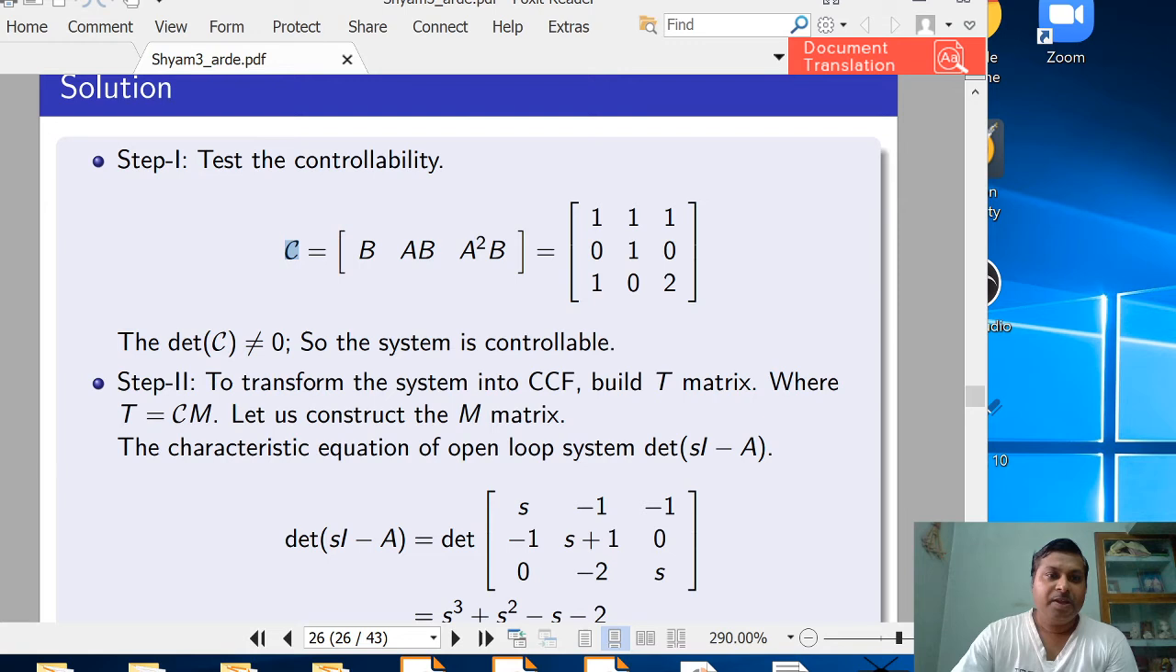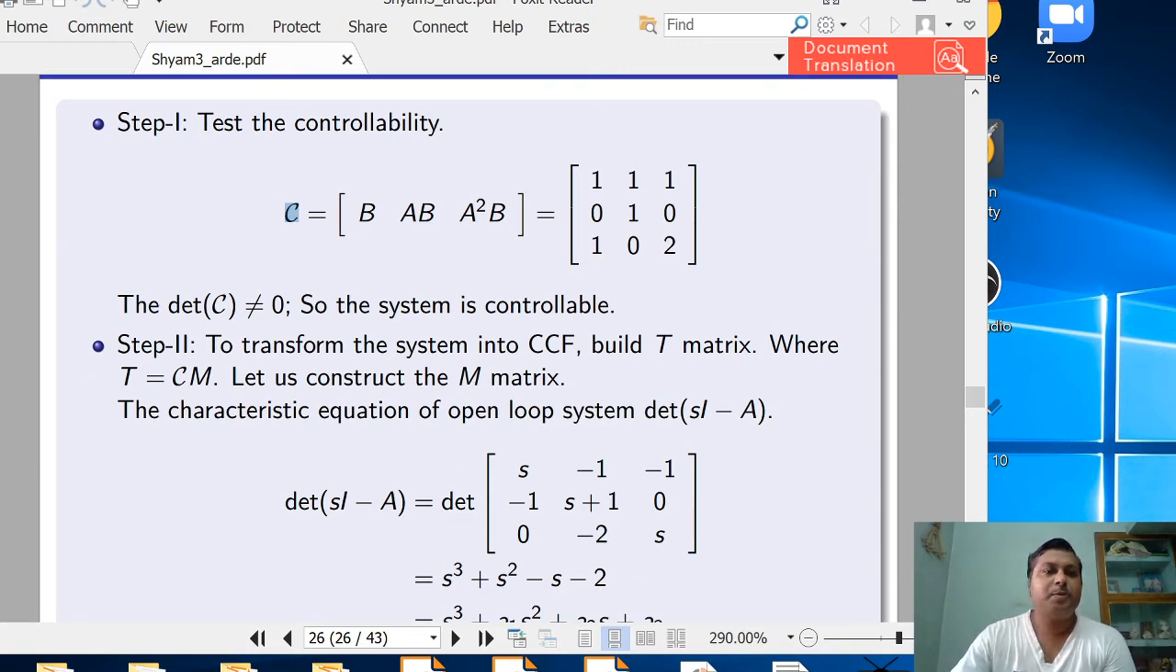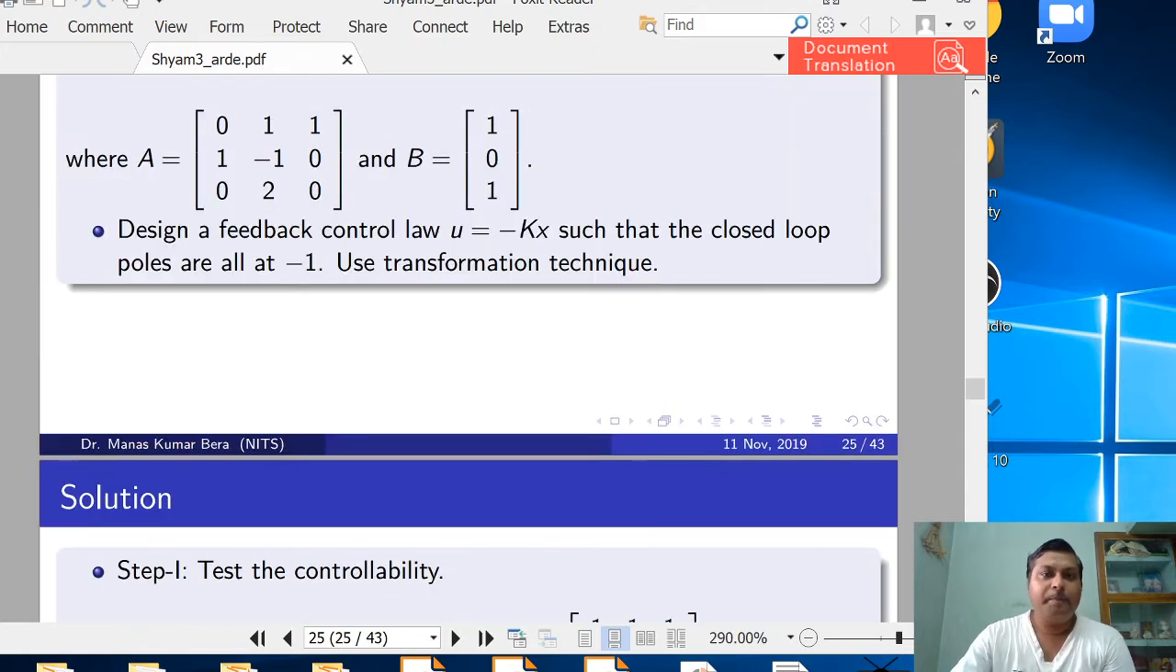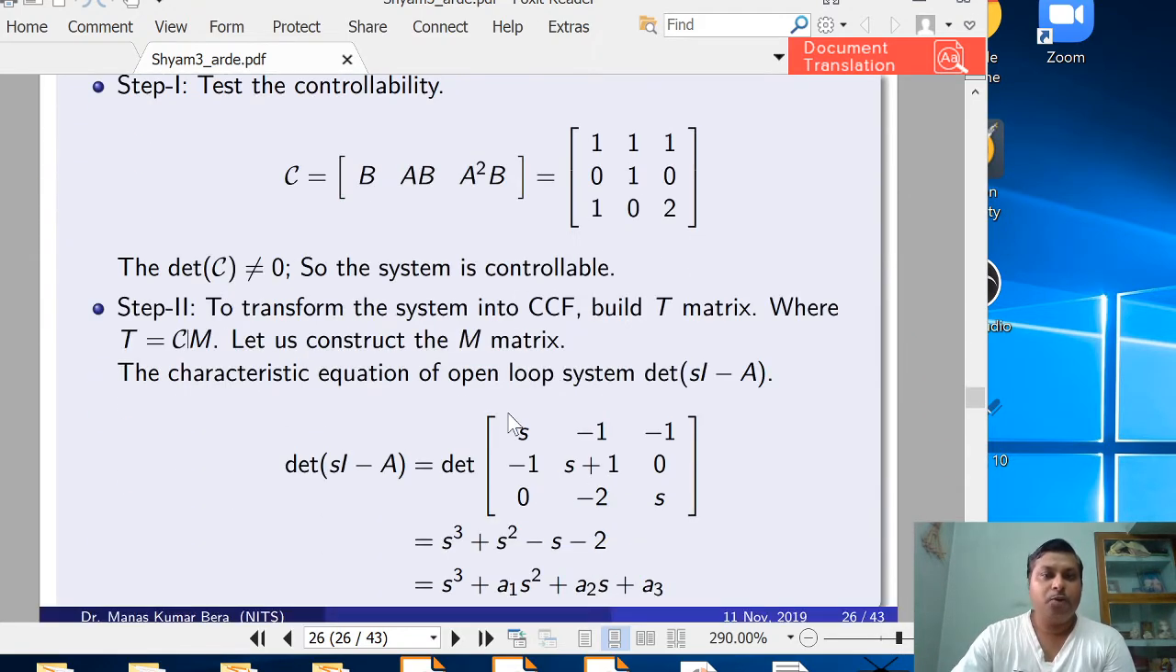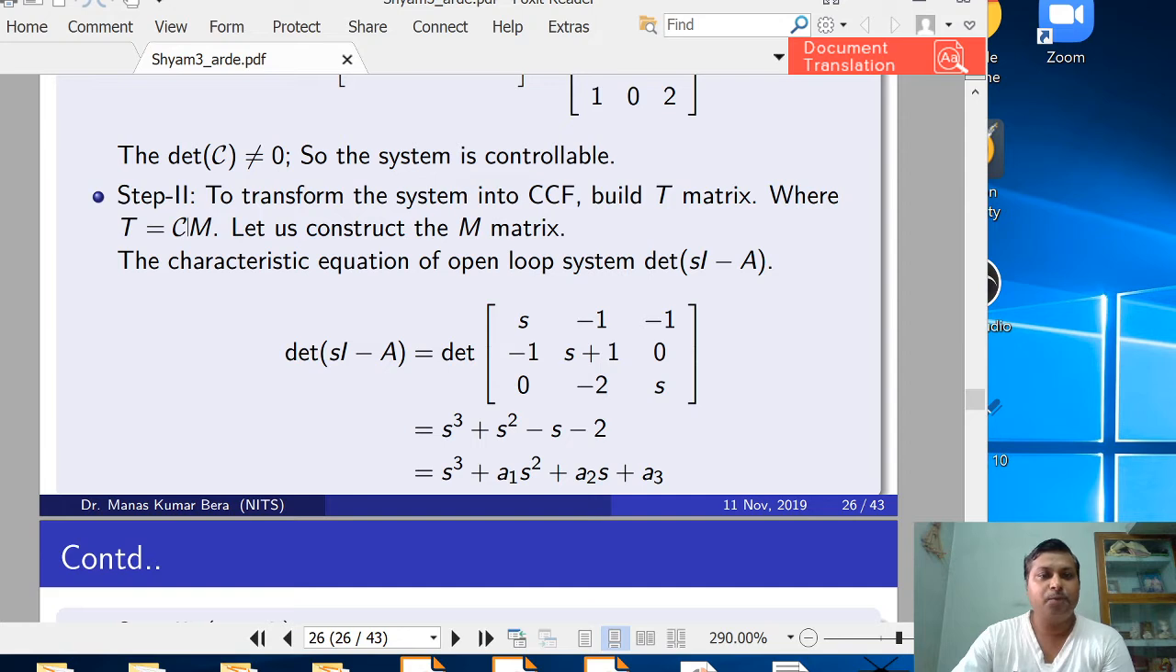Now step 2 is to find the transformation matrix T. We know that the transformation matrix T is C into M. We already found C, so let us construct the M matrix. How will you compute the M matrix? We have to find the open loop characteristic equation. The open loop characteristic equation we get is s³ + s² - s - 2, that is s³ + a1 s² + a2 s + a3. You can verify that the open loop system is actually an unstable system.